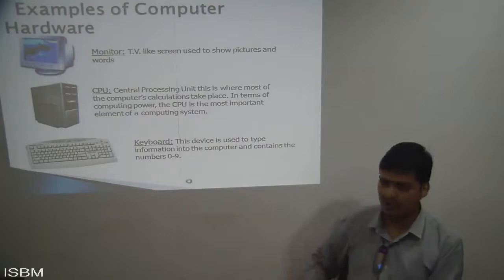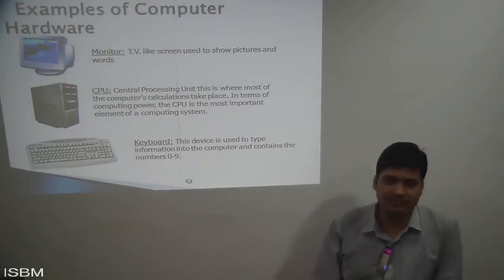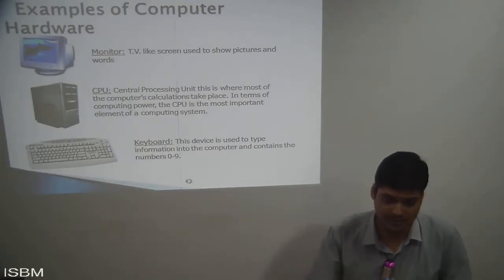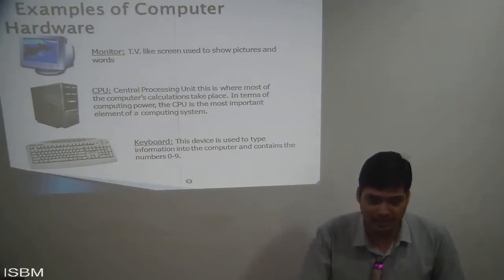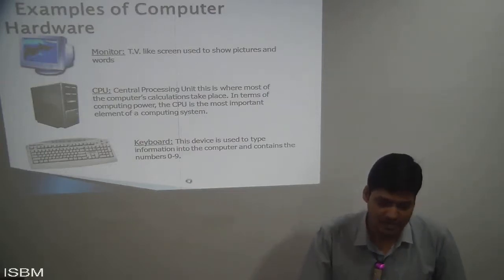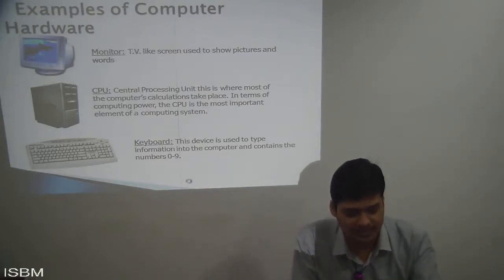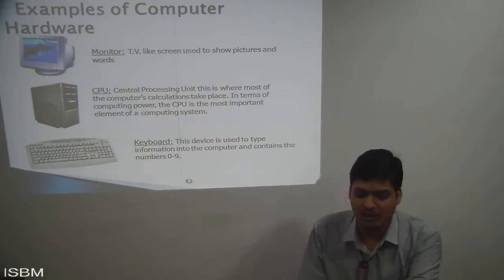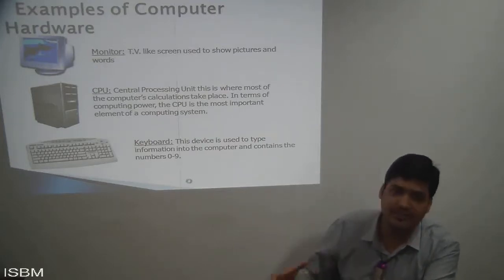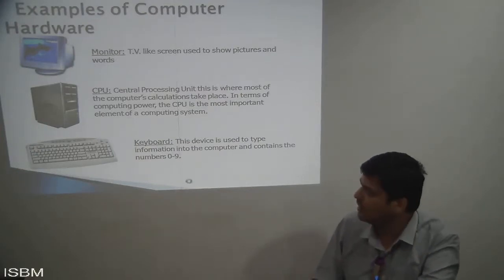Then next is the keyboard. What exactly is the keyboard? Keyboard is a device used to type information into the computer. It has all the alphabets from A to Z. It has numbers from 0 to 9. It has function keys F1 to F12, and there are some other options also, which we can use for different commands in different scenarios.